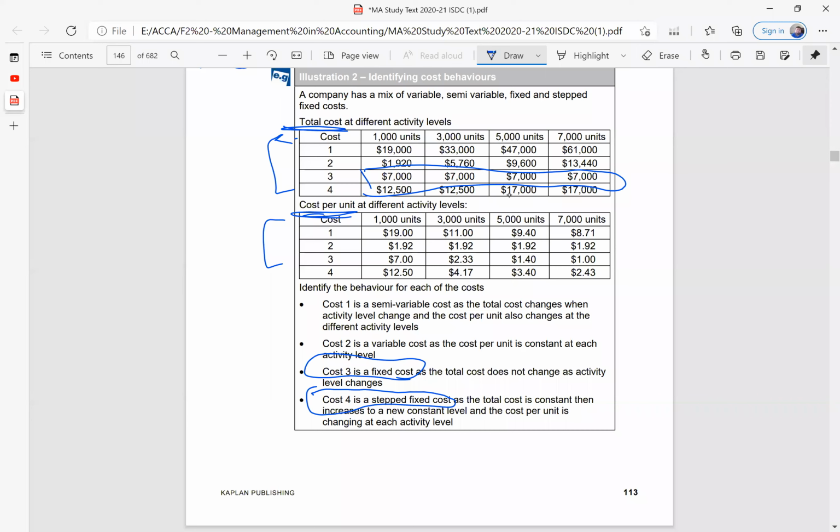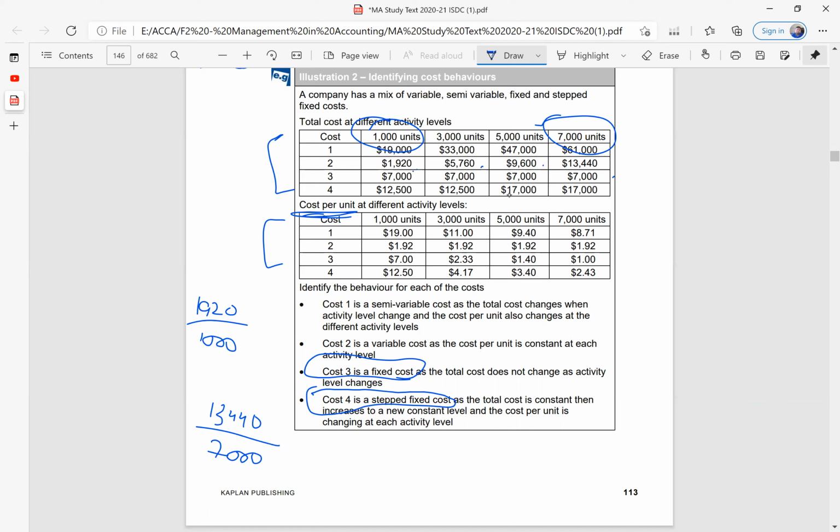Now coming to the ones that seem to be a bit complicated. Cost number 2. If you see, at 1000 units it was 1920, then 3560, then 59,600, and then 13440 at 7000, which means it is increasing. Now, how do we know whether it is a variable cost or a semi-variable cost? So let's do one thing. Let's compute the cost per unit of it. How will you compute the cost per unit? 1920 divided by 1000. This is the lowest level of activity, so just pick that up and pick the highest level of activity. So 13440 divided by 7000.